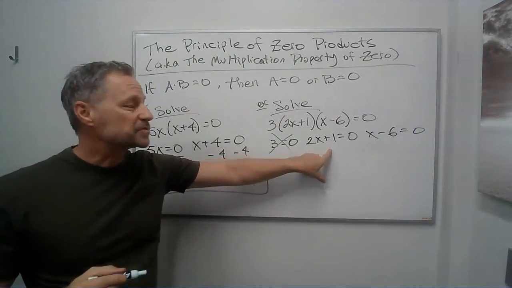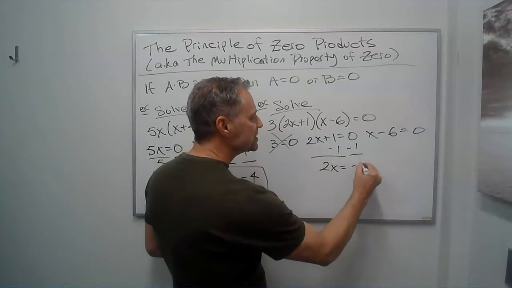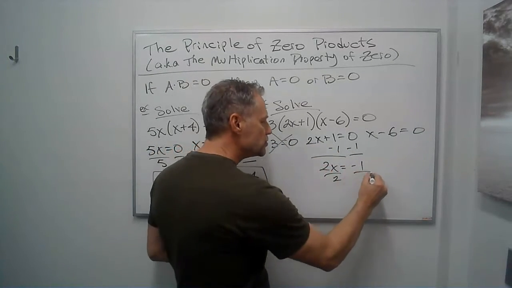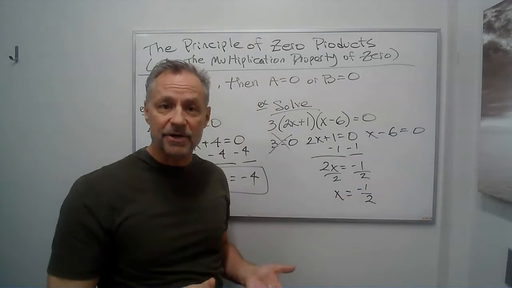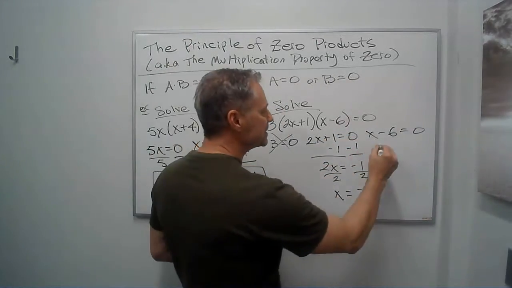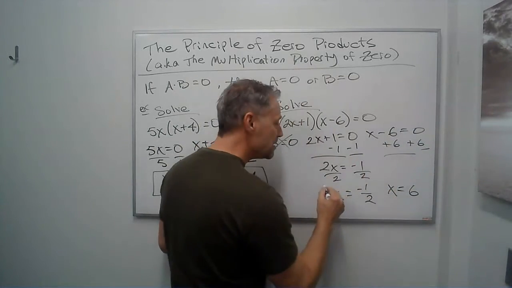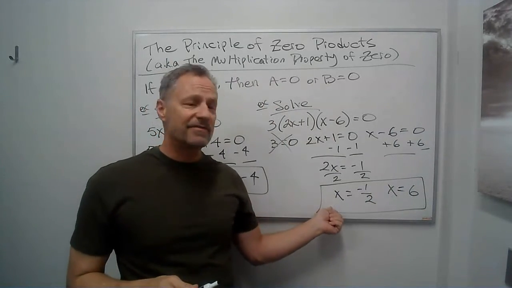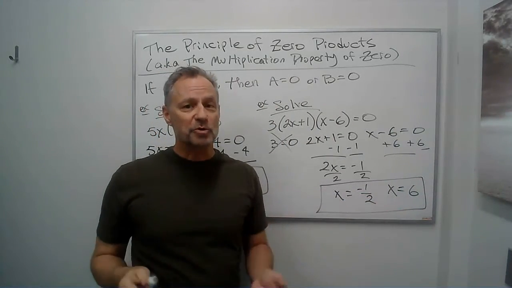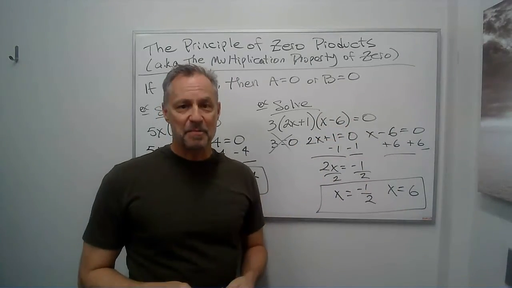The 2x plus 1, though, let's solve that. We'll subtract 1 from each side. 2x equals negative 1, divide by 2, x equals negative 1/2. That's a possible answer. And then over here, we just add 6. We'll put it down here so they line up. x equals 6. Again, we get two possible answers. Either x was negative 1/2 or x was 6. Those are my two different answers, and those are the only possible answers.